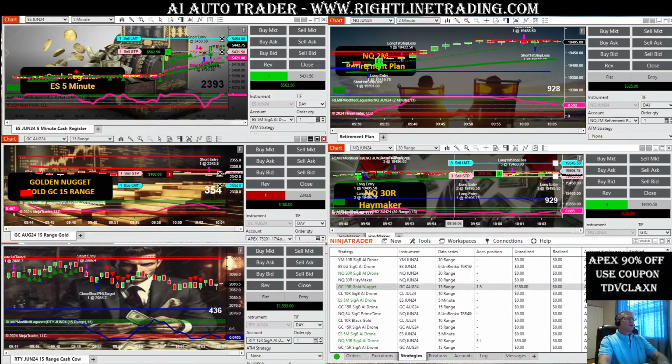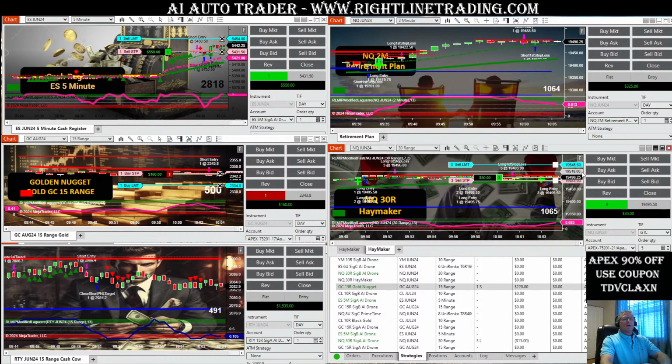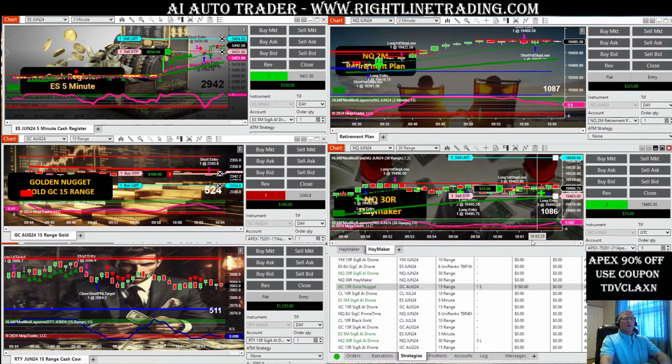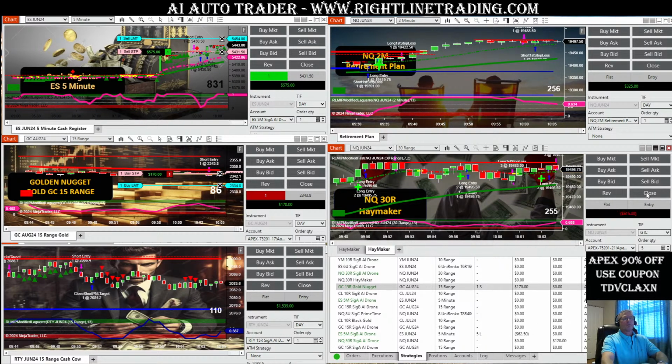Keep an eye on the other strategies as well. Did the same exact thing on NASDAQ. I'm just going to close this position, I think. Drag my stop way up. I want to wait till it breaks through that area.